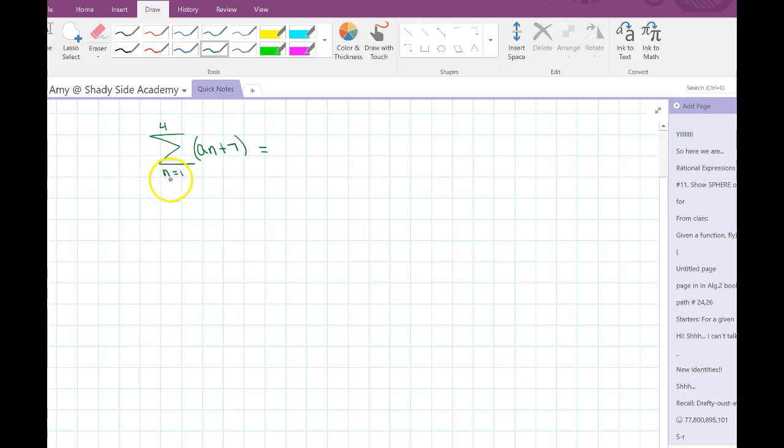This is why it's so very important to know what the index is, because here, if I were to write the first term, it would be a times 1 plus 7. That's the first term, okay? Plus a times 2 plus 7, plus a times 3 plus 7, plus a times 4 plus 7, all right? And then here you would simplify and make this 4a, 7a, 10a plus 28 is your final sum.